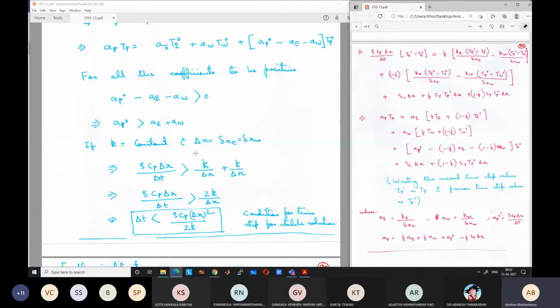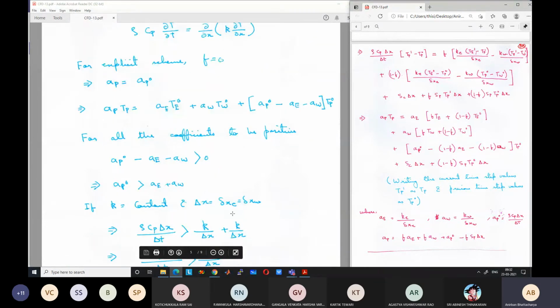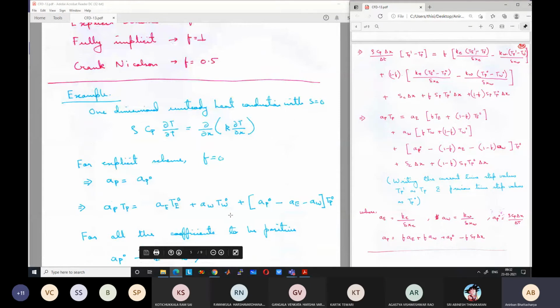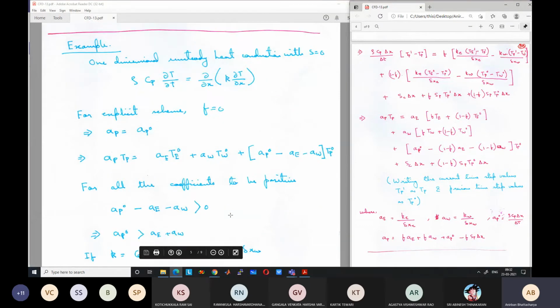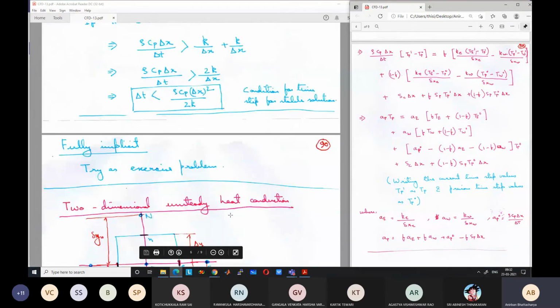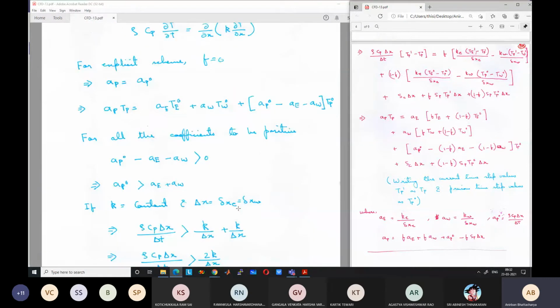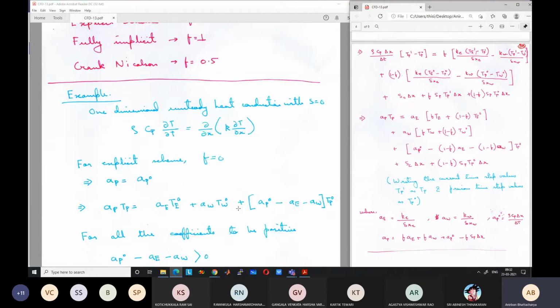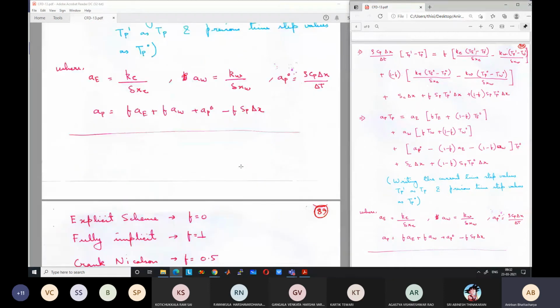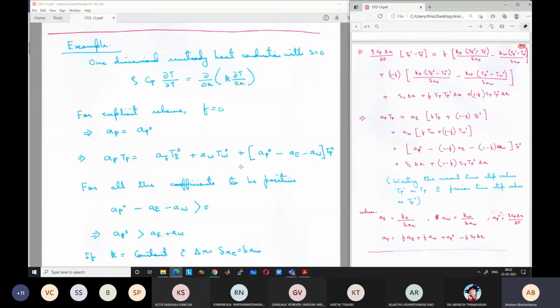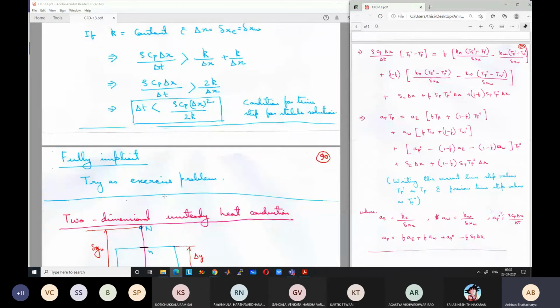So similarly, I have shown for the general case what is the discretized equation. I am leaving it as an exercise for you to try the fully implicit scheme and check what should be the coefficient values. What is the discretized equation? aP TP equals aE TE plus aW TW plus b. So what are the values of aE, aW and b for the fully implicit scheme?